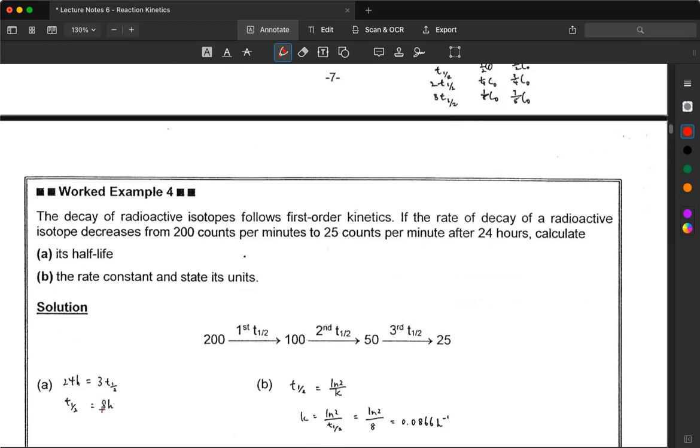Once you obtain the half-life, you just use this equation, ln 2 over k equals half-life, to get k. And make sure you know the units. It's actually just hour to the power of -1.